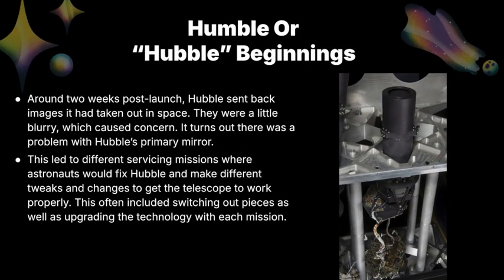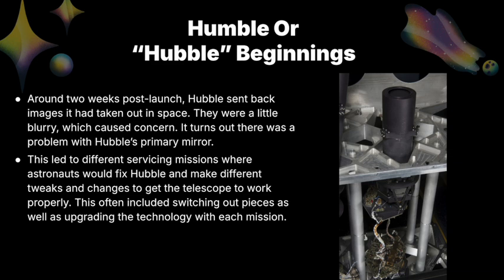So Hubble beginnings. This space launch didn't go as seamlessly as they planned. So Hubble got launched into space, and then around 2 weeks later, it sent back the images it had taken out in space, but they were a little bit blurry. You could still see the images, but it was just a little bit blurry, and it caused concern. And basically, it turns out there was a problem with Hubble's primary mirror, and that's what that is on the photo to the right. That's the mirror that was messed up a little bit.